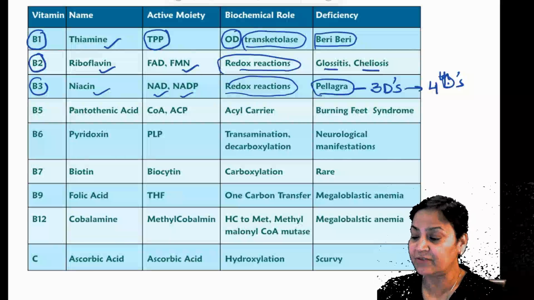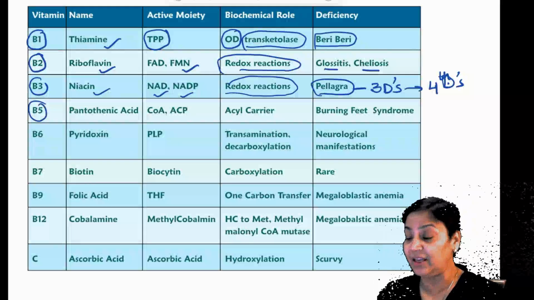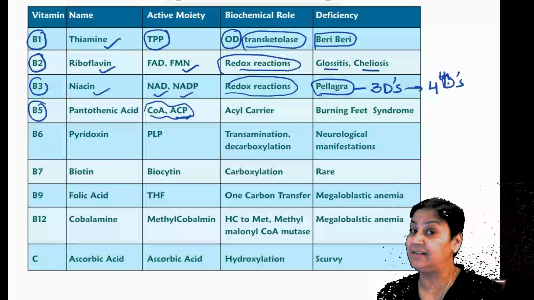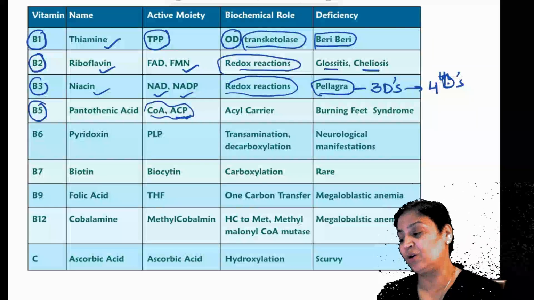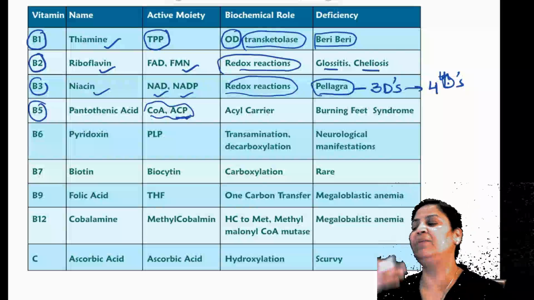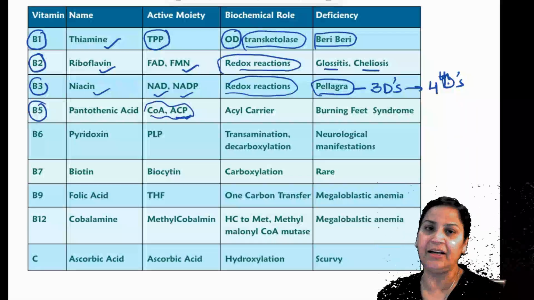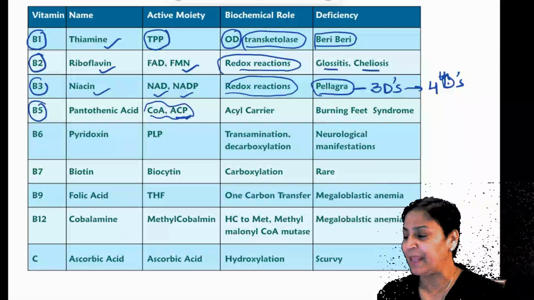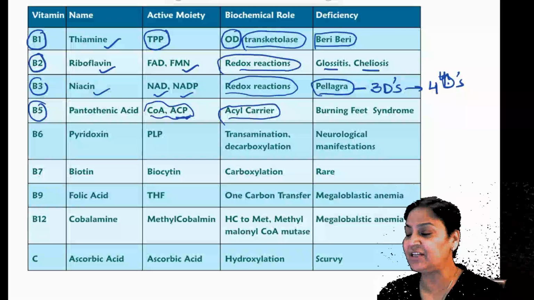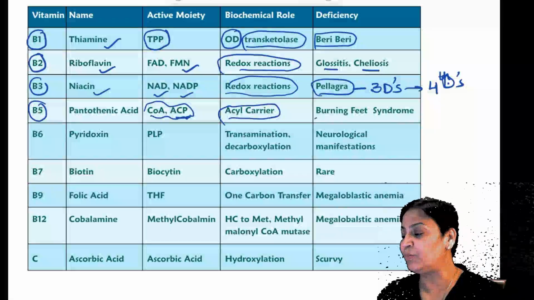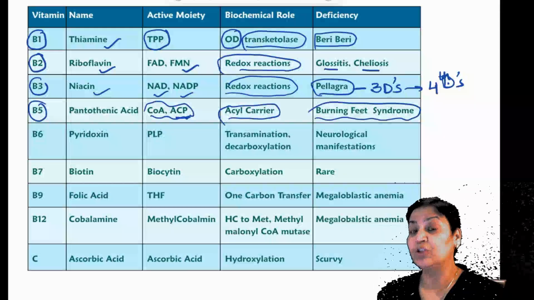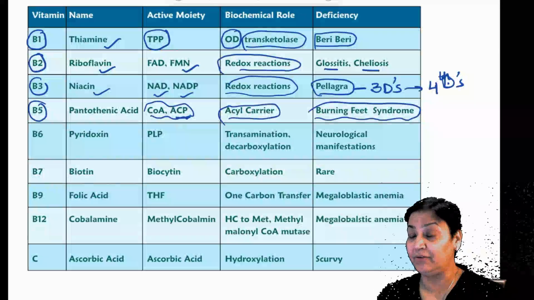So basically we can say 4 Ds. Coming over to the next vitamin, B5, which is pantothenic acid. Active form is coenzyme A or acyl carrier protein. And if we talk about the functions, whenever we say coenzyme A, be it acetyl-CoA, be it propionyl-CoA, they all are related with fatty acid metabolism. And that is why they are the acyl carriers. And deficiency of pantothenic acid leads to burning feet syndrome. It is also known as Gopalan burning feet syndrome.